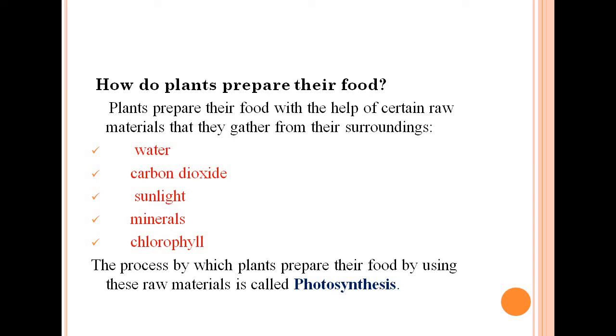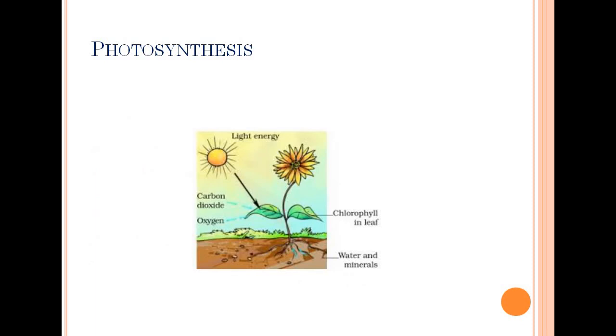So right now we are in a condition to know what the different raw materials are through which the plants prepare their food. Now, this is the figure that is being depicted here. Through this figure, it has been shown how the different raw materials are required and how they are taken in by the green plants.